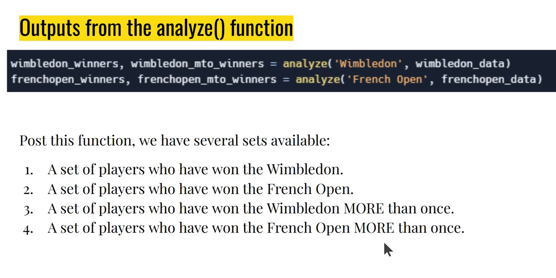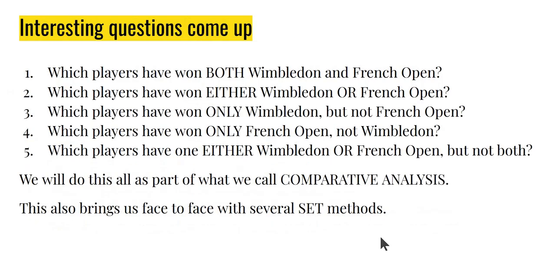For example, if I just look at the set of players who have won Wimbledon and French Open, interesting questions come up. For instance, which of these players have won both Wimbledon and French Open? Which players have won either Wimbledon or French Open? Which have won only Wimbledon but not French Open? Or the reverse, only French Open, not Wimbledon?